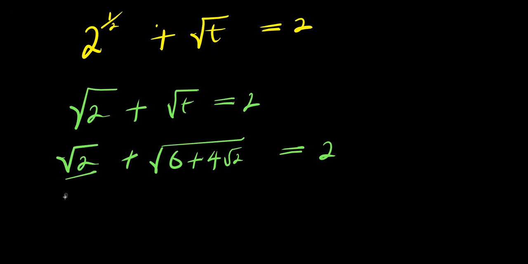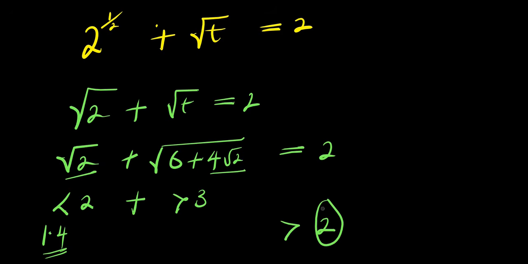This is a number that is less than 2. Square root of 2 is less than 2. That's our 1.4. That's less than 2. This will give you about 5 point something. So plus 11, this is obviously, we have plus here greater than 3. So if you are adding 1.4 to a number that is greater than 3, this is obviously going to be giving you a number that is greater than 2.